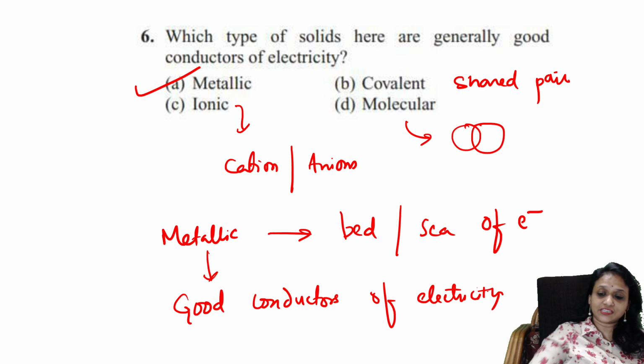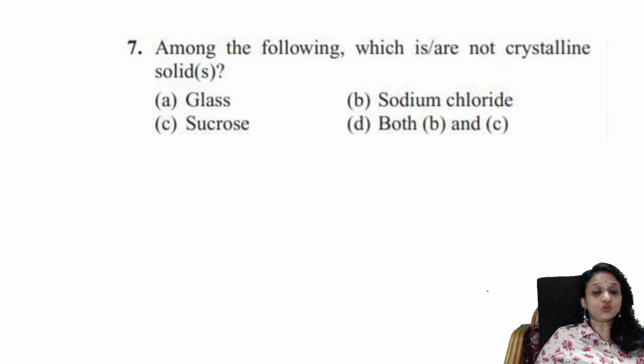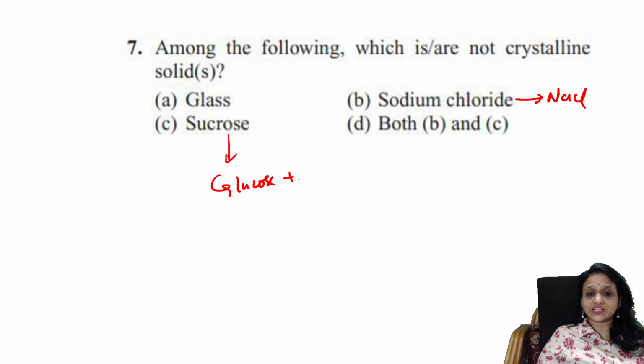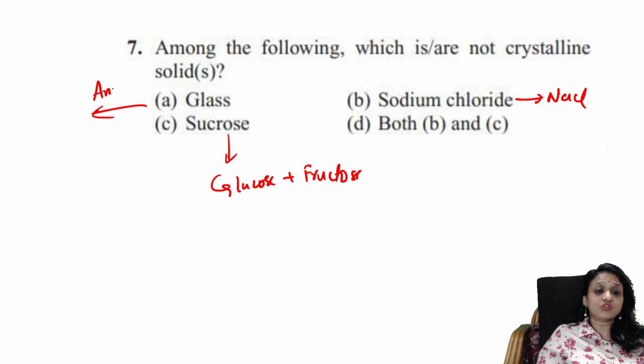All right. Now let's see question number 7. Among the following, which is not a crystalline solid? All right. They're asking you which is not. Simple. NaCl is a crystal. Okay. Sucrose is a crystal because it is made up of sugar crystals. Just now I said it is made up of glucose and fructose molecules, which is a crystal, right? What is not? Yes, it's nothing but glass. Glass is called a pseudo solid. Remember, it is an amorphous solid. It tends to flow. Correct?